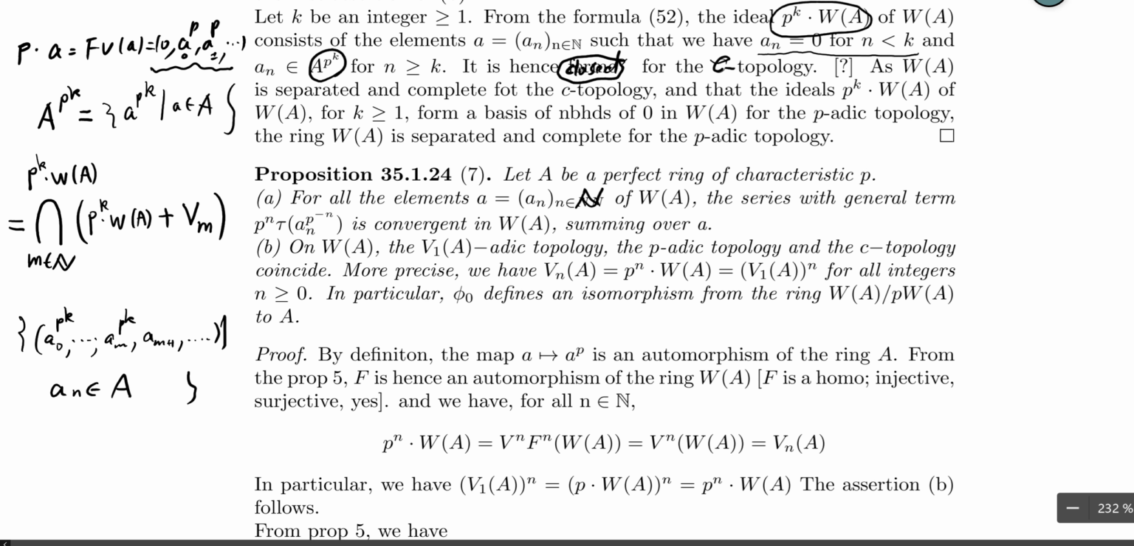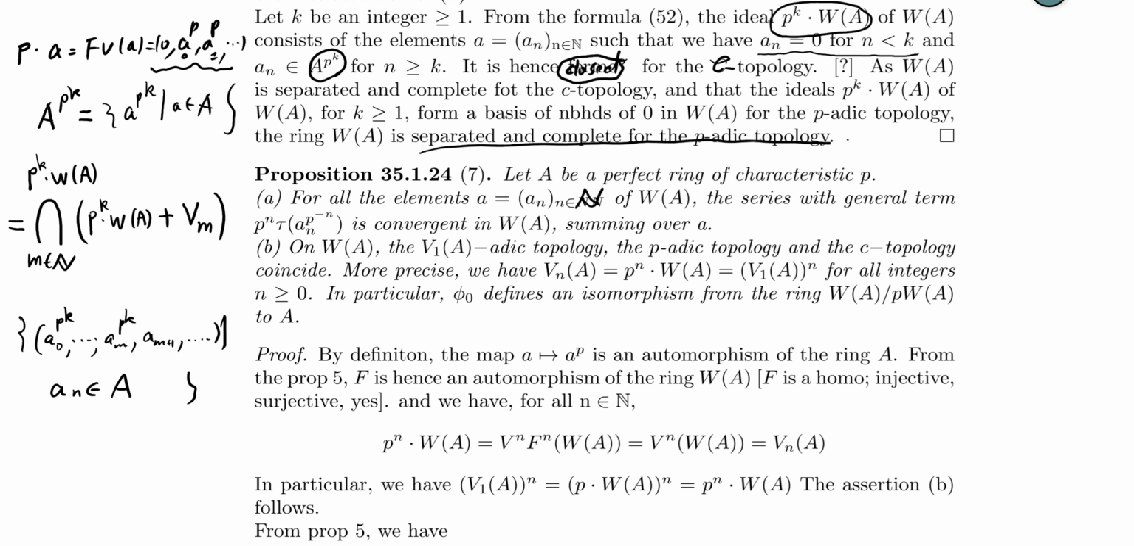So the problem, I restate, the problem is I want to use the lemma we just saw to show that p^k WA is a closed subset in the C topology. Hence, using the lemma, we conclude that since WA is complete and separated for the C topology, it is also separated and complete for the p-adic topology. But the problem is I cannot really prove this is closed in the C topology. Maybe we will solve it later. I will stop this video for this time.